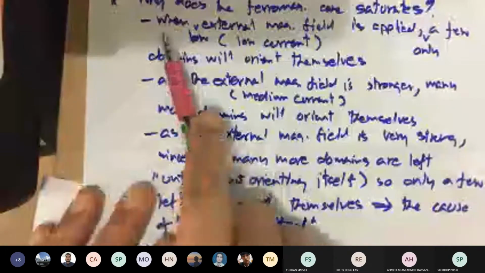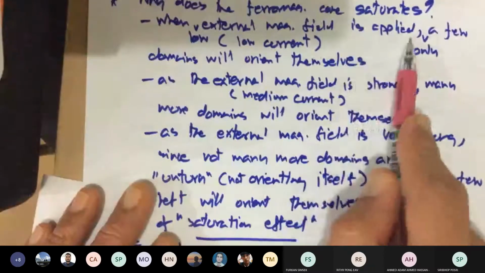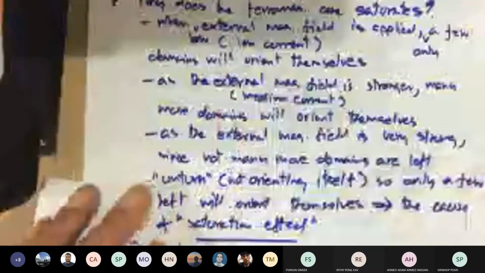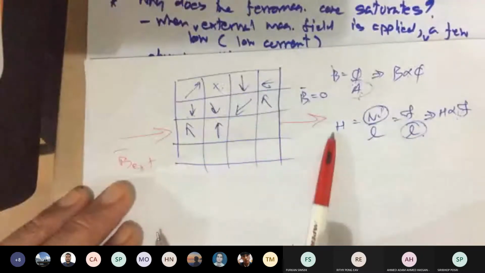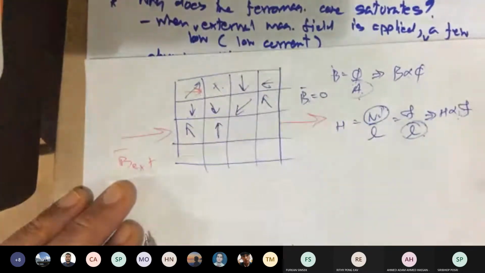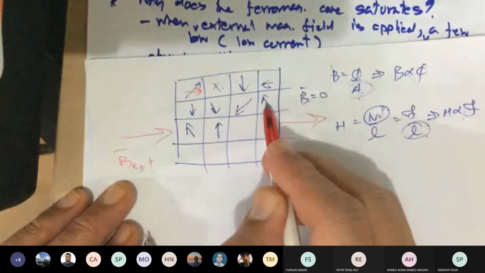Okay, so when a low external magnetic field, let's say low current, is applied, only a few domains will try to orient themselves, like the example that I drew earlier. I have an external field strength here, low current. Only the ones going towards the right would change. So this guy is going to go that way. This guy, no, he's going to stay. That's going to stay, stay, stay, stay.